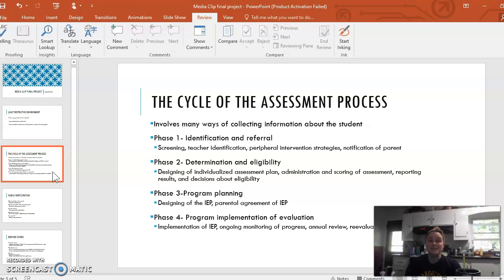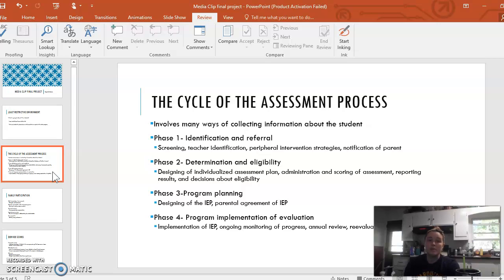Phase two is determining the eligibility. They design an individualized assessment plan that the student's going to do. And this is where they start looking at if the student is eligible for services. This is where they administer and score the assessment. They report the results, especially to the parents, and then they start deciding about eligibility. These phases are built to make sure that students that don't need special education services aren't being put into the program. And it's not a can't do, it's a won't do. So this is why there are so many different steps and why they call it a cycle.